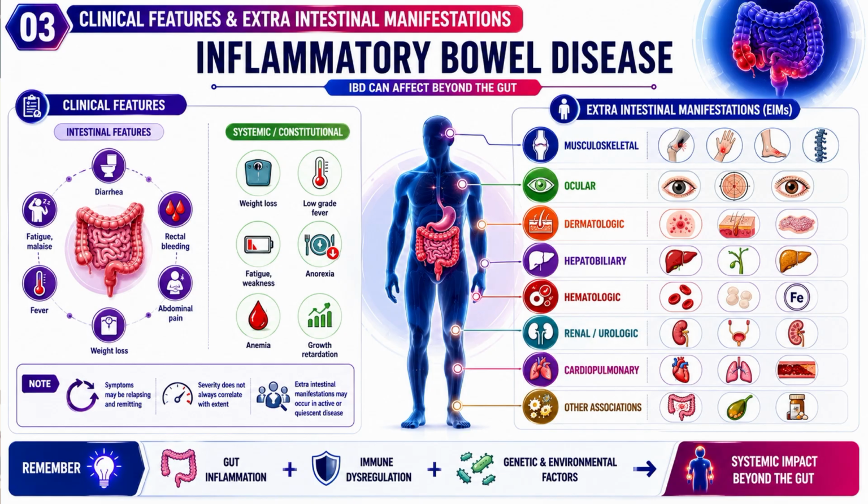Now, coming to the extraintestinal manifestations, IBD can affect multiple organs beyond the gut. Musculoskeletal manifestations like arthritis, sacroiliitis, ocular like uveitis, episcleritis, dermatological like erythema nodosum, hepatobiliary like primary sclerosing cholangitis, hematological include anemia, renal like kidney stones, cardiopulmonary and other systemic manifestations also occur.